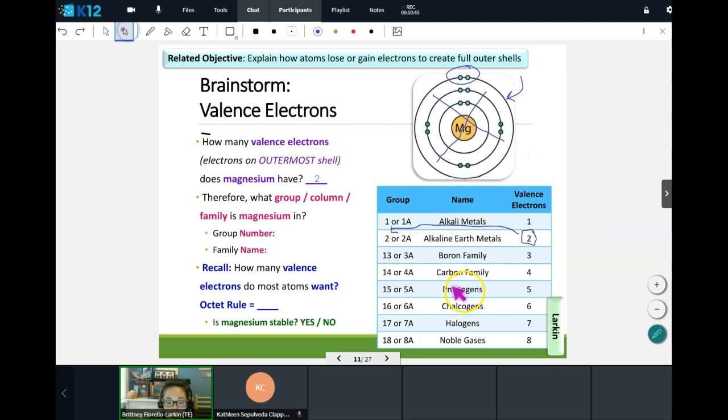Based on our chart here, based on what we learned last week, if it has 2 valence electrons, what group number must it be in? If it has 2 valence electrons, what group number is it in?